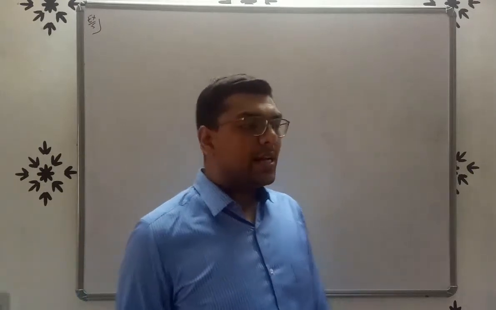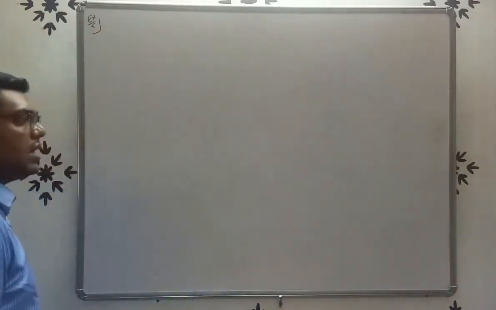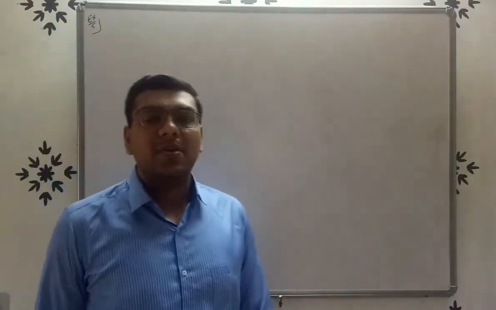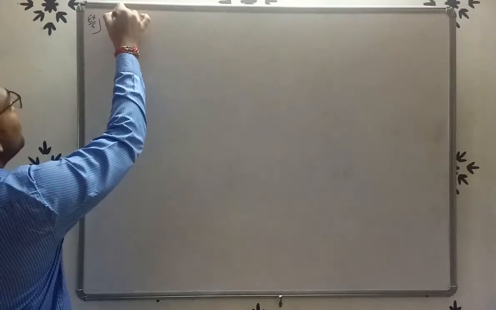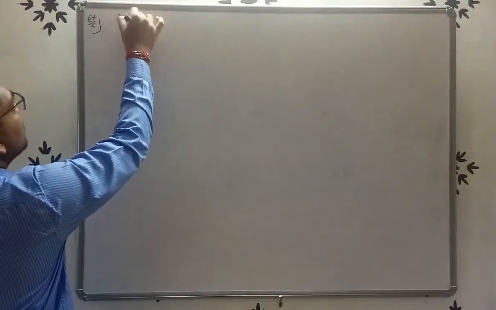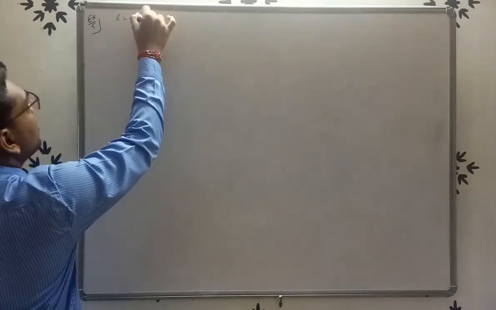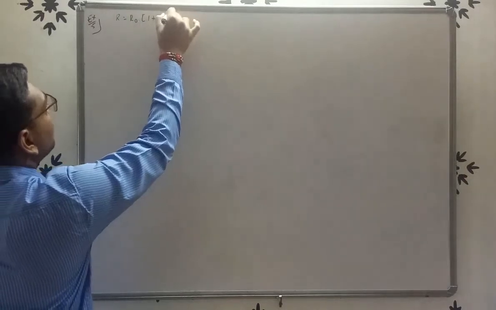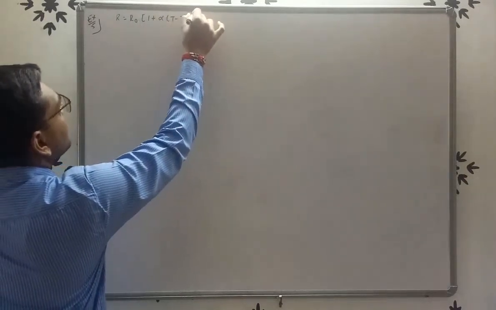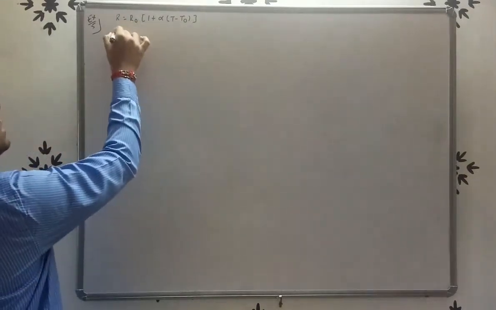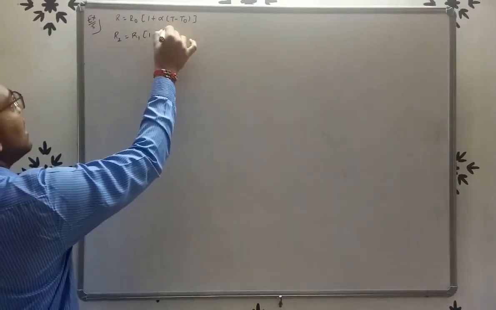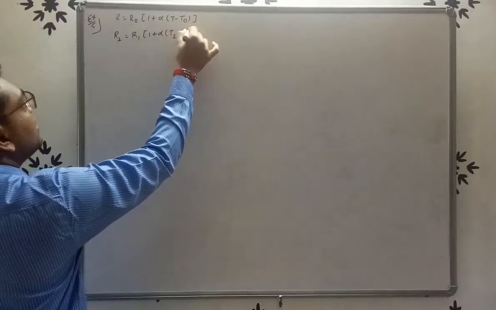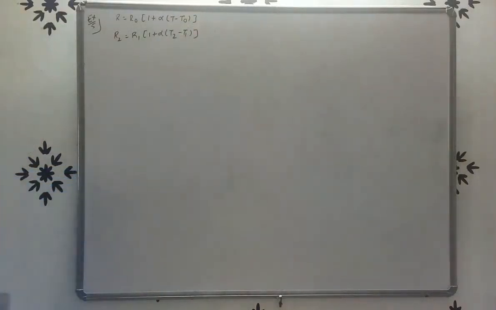Now we already discussed the relation between resistance and temperature. The equation will be like this: R is equal to R0 into 1 plus alpha into T minus T0. Also you can write that R2 is equal to R1 into 1 plus alpha into T2 minus T1, as you wish, right?